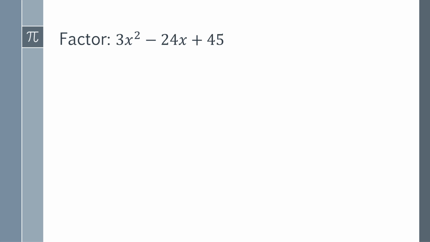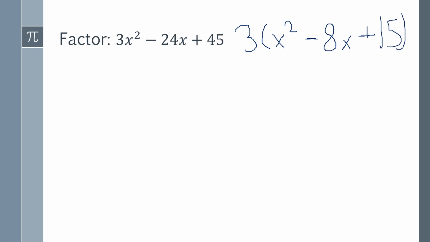Before you factor your trinomial, what's the greatest common factor of all these numbers? Yep. Your greatest common factor is going to be 3. So when you take 3 out, what's going to be left on the inside? X squared. So 3 times what gives me negative 24? Negative 8x. 3 times what gives me 45? Plus 15. Alright. I got you started. Now you're going to finish it.